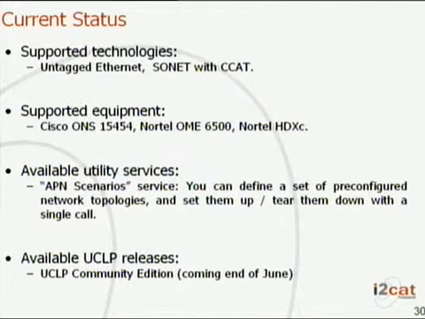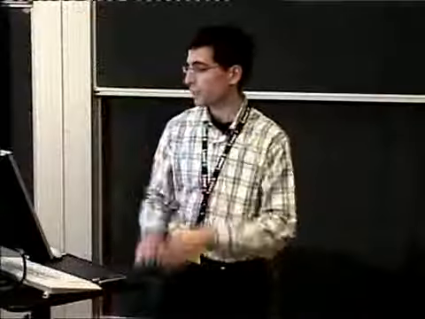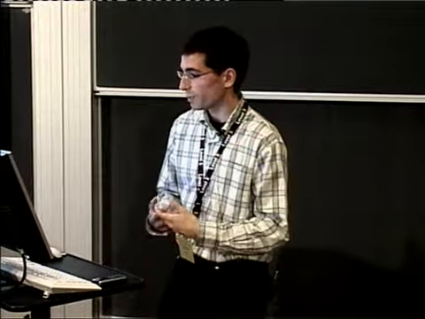Here's the current status. We right now support just SONET with continuous concatenation and target Ethernet. The first release of the community edition, which will be done by the end of June, will also support SDH. Right now we support the Cisco ONS 15454, the OME 6500 from Nortel, and the HDXE from Nortel. The only available utility service, that is, a service that provides end-user functionality, is the AIPN scenario service. And the UCLP release that will be available soonest is the community edition.